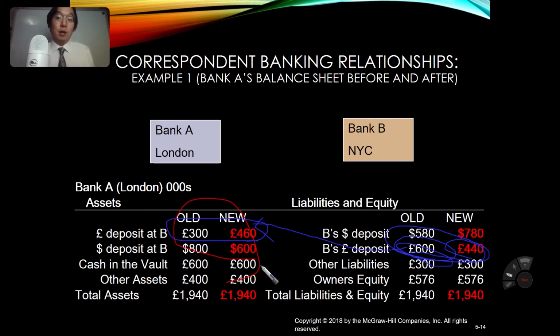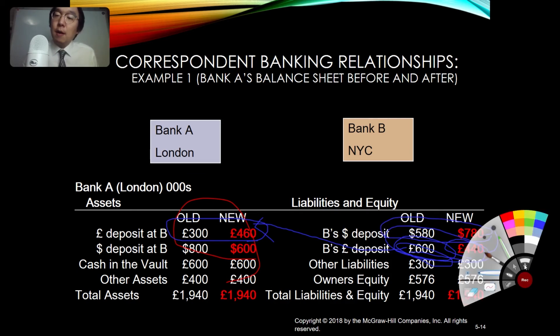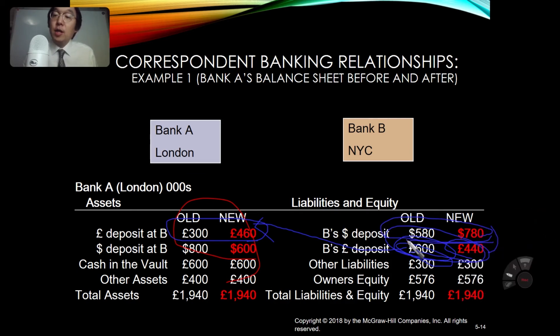Increase over there, but saying it's offset is kind of misleading because those offsetting really happens over here in their US dollar account. I should change this color. US dollar account, that increased by 200 million.